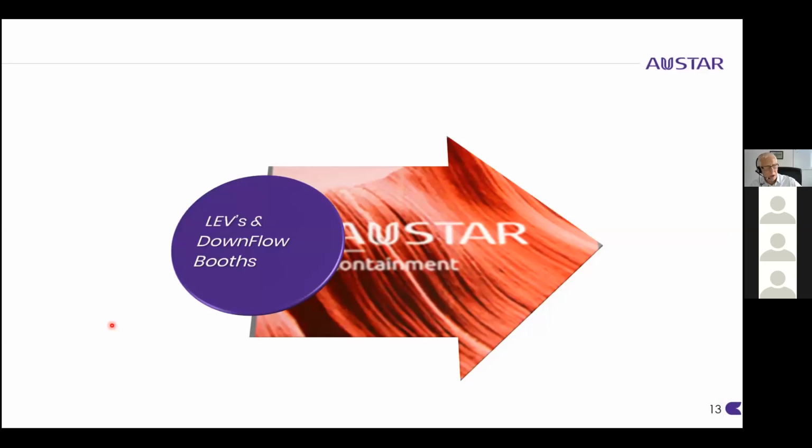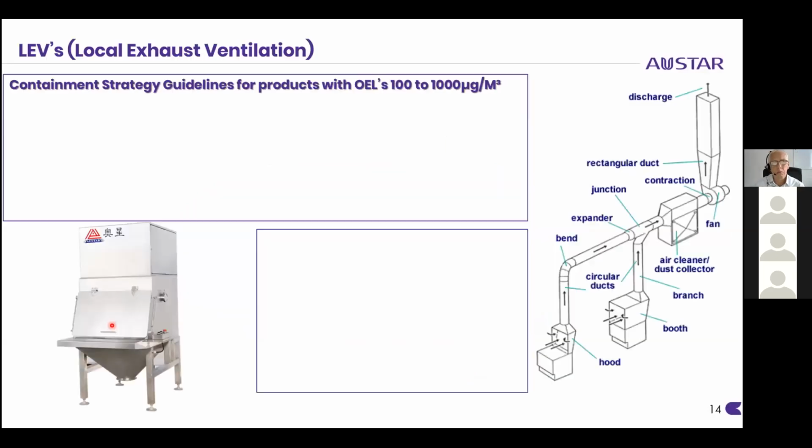So we will start now with LEVs and downflow booths. So LEVs are local exhaust ventilation. If we go back to our containment strategy and the guidelines within there, protect operators from products with OELs between 100 and 1,000 micrograms. This is a typical LEV solution.